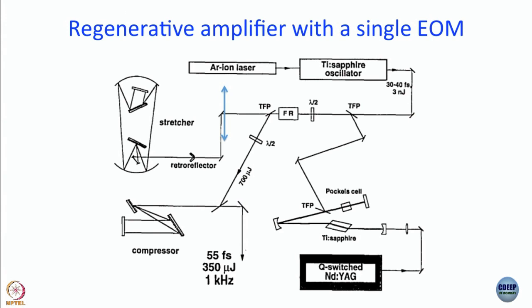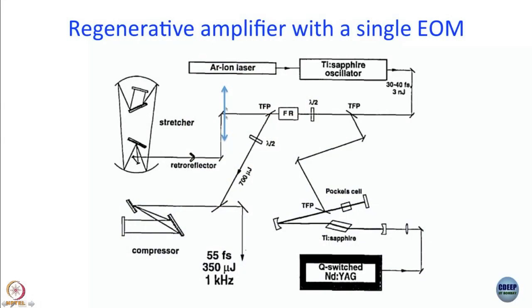Okay? So, here there is an alignment where it is retracing its path, and this alignment is actually more difficult than what we have discussed for the amplifier earlier. Because now you have two parameters, not only do you have to take care of the beam going in one direction, the beam coming back should actually go through the same path. Of course, people working with lasers, for them it is not so unusual, because when you have a laser, you have two mirrors and the gain medium, to and fro beams have to have the same path.